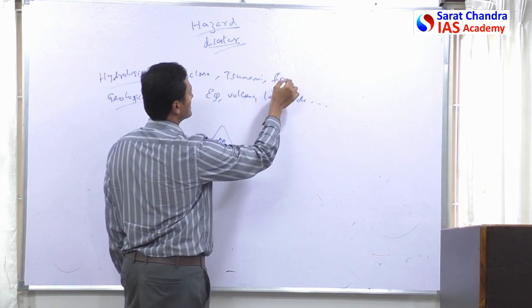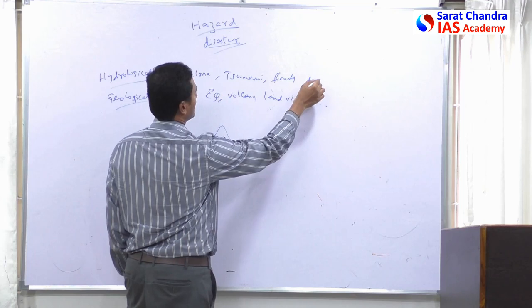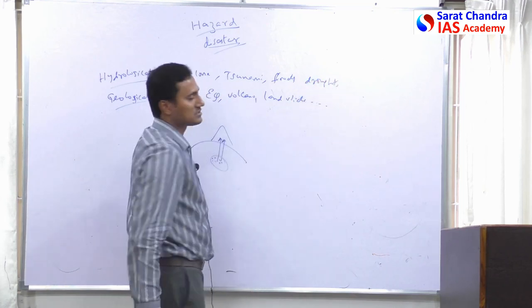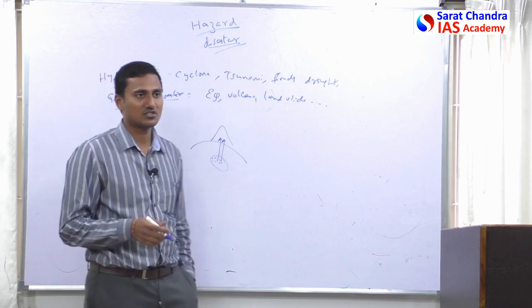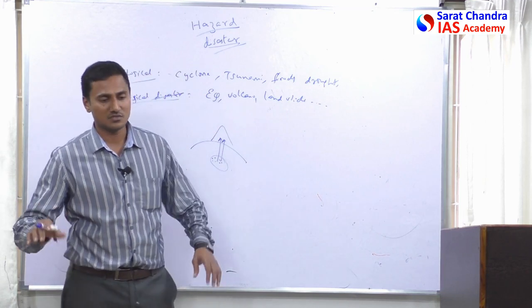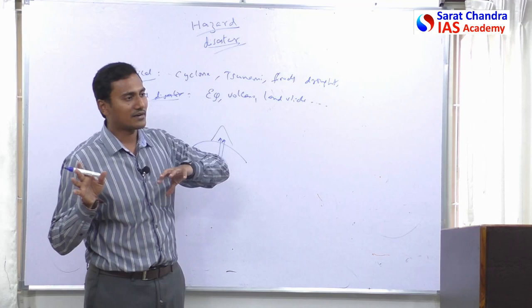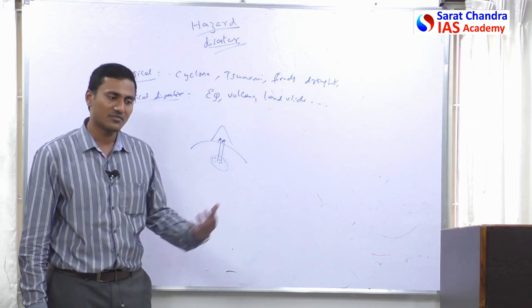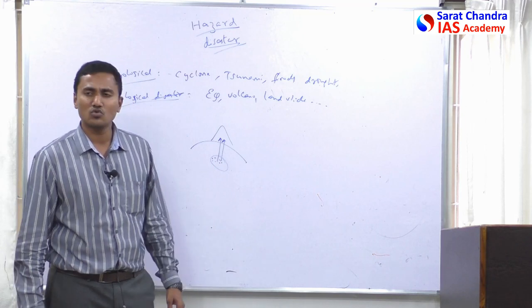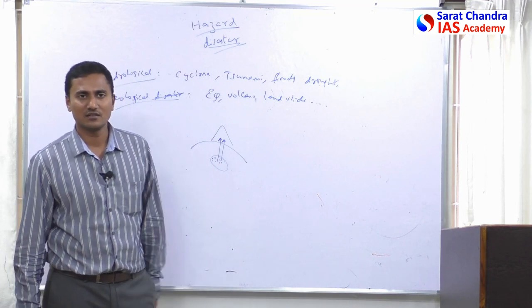See, hydrological: cyclone, tsunami, then anything else? Floods. Very good. Anything else? Drought. Storm surge also. You can call it hydrological. Storm surge means during the storm, the sea rises high and water floods into the land. See, flood can occur along the rivers, or flood can occur along the coast also. Sea flooding. Okay.